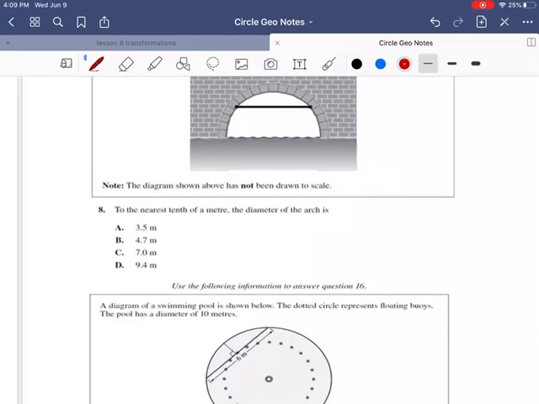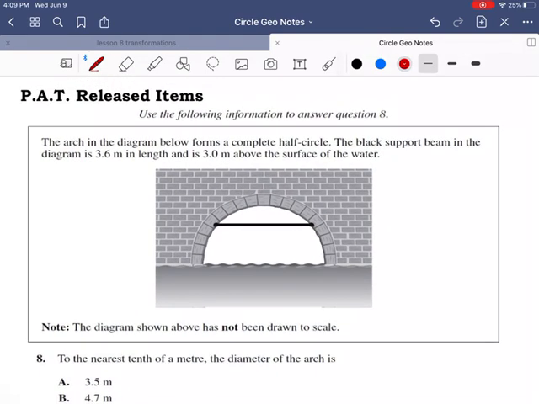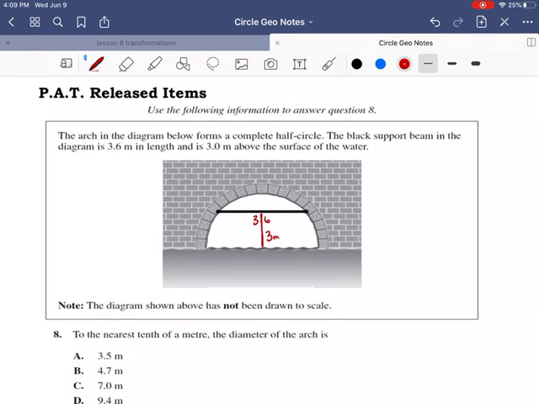A couple PAT questions here. The arch in the diagram forms a complete half circle. The black support beam in the diagram is 3.6. All right, so let's label that in there, that this is 3.6, and is 3 meters above the surface of the water. So this is 3 meters, and that whole thing is 3.6. What's the diameter of the arch? So if we were to complete this thing, we're looking for the diameter which goes straight across. If we find the radius, so from here to here, we can double it to get the diameter.